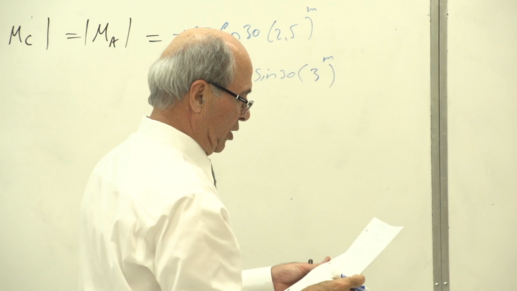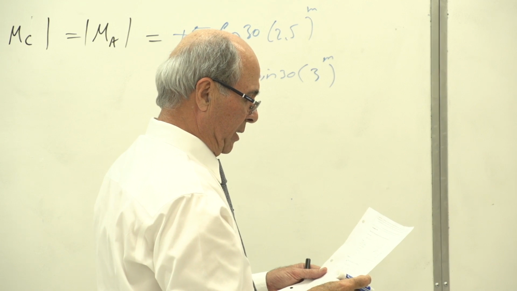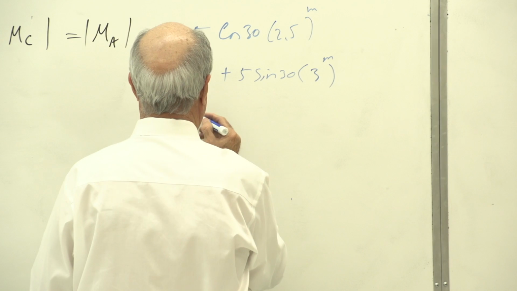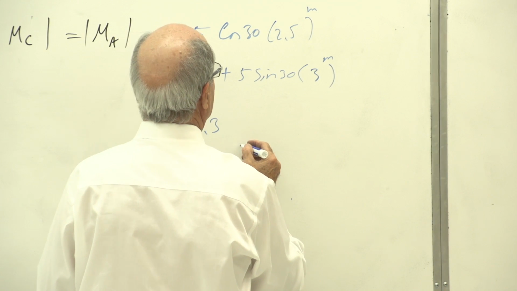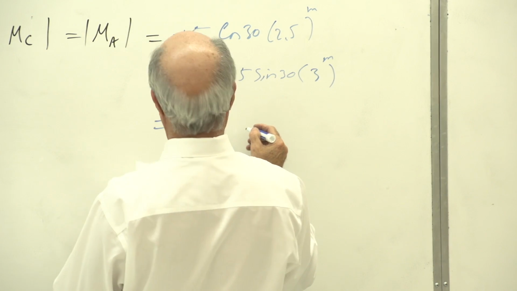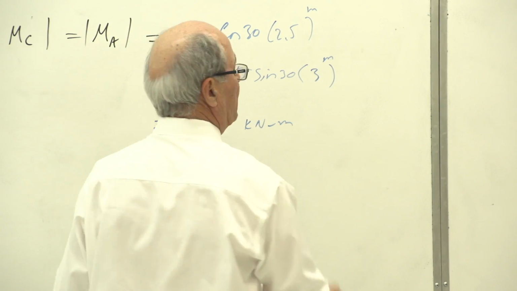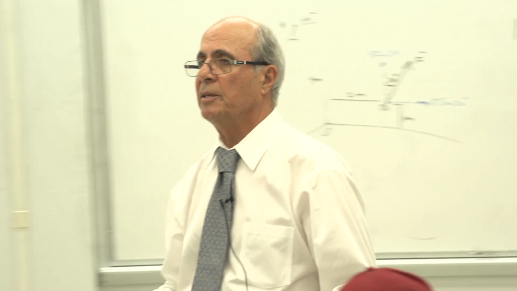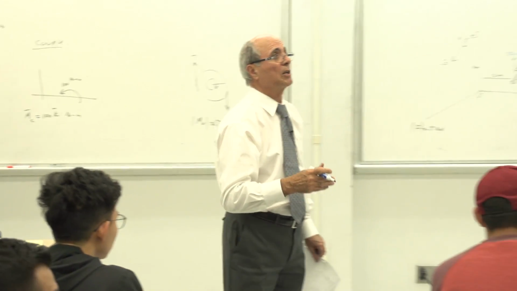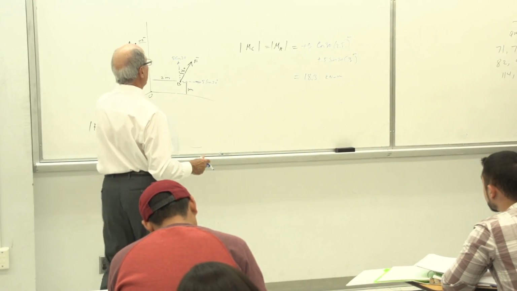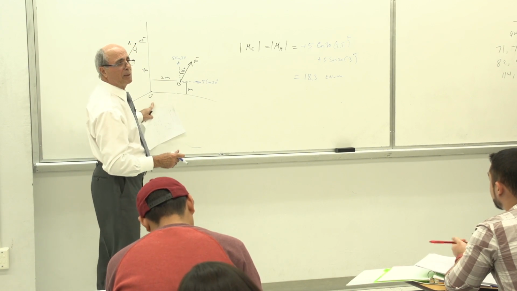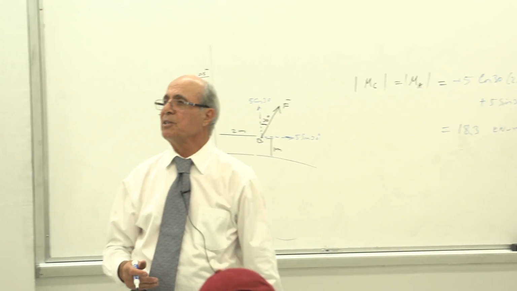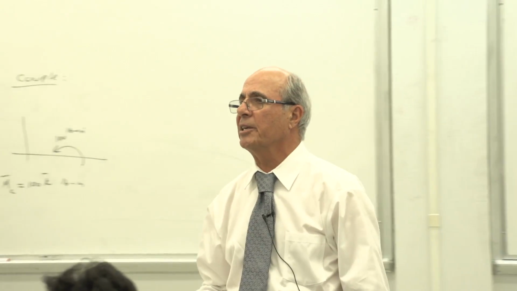So when you add these two together, they become equal to 18.3 positive. 18.3 kilonewton meter. Where is the direction of it? Of course, it is plus, so it is plus k. Now, if you want to be sure of what we talk about here, you can go home and take the moment about point B, take the moment about point O, and it will all be 18.3, but this is the simplest of all. Is that correct or not?